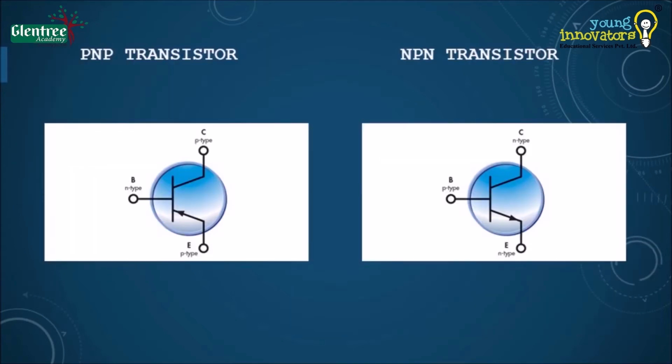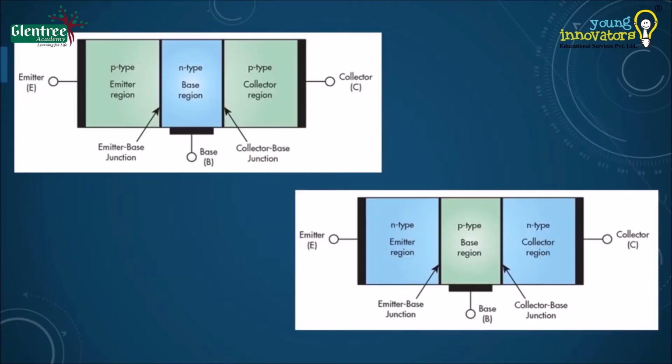So, based on the arrow mark direction, you can differentiate between a PNP and an NPN transistor if only the symbol is given. This diagram will explain to you the working of the transistor. If you consider a PNP transistor, that is nothing but a positive, negative and positive put together. And here the emitter acts as an input terminal and the base acts as a controlling terminal, and the collector will be the terminal where your output is seen.